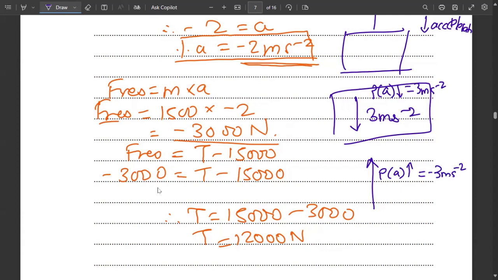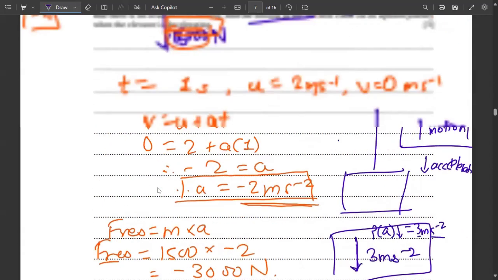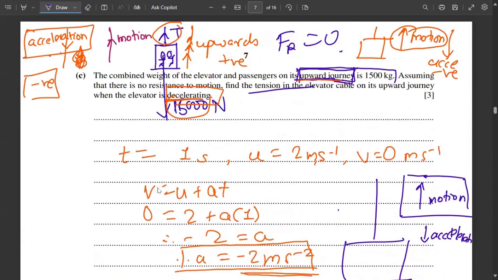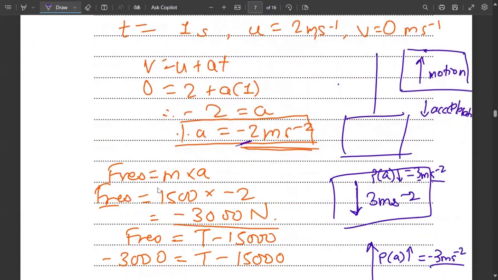If the direction of the arrow is reversed, then the sign will also be reversed. This plus 3 will become minus 3. That's what we did here. Because we are considering the upward side to be positive, the acceleration in the upward direction will be negative. That's why we got a negative answer here, and for the resultant force also we got a negative answer, minus 3000.